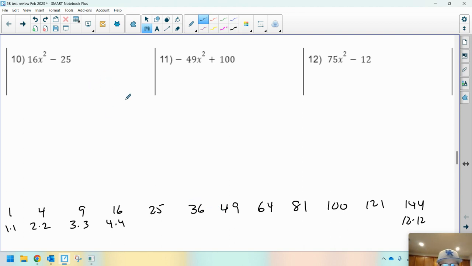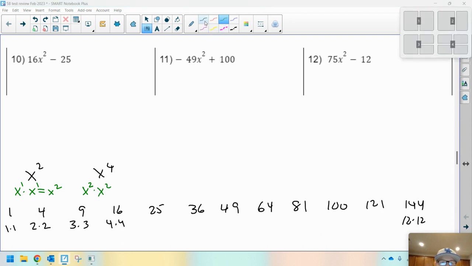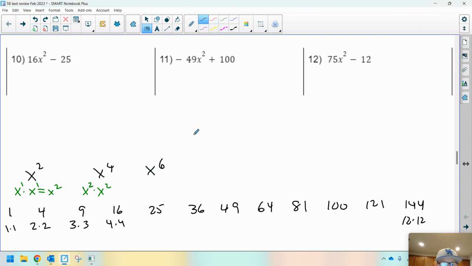Okay, let's talk about exponents, perfect squares. All right, is x to the second power a perfect square? Well, it is, because x times x, remember, we add the exponents, equals x to the second. Is x to the fourth power a perfect square? It is, because x to the second times x to the second equals x to the fourth. Is x to the sixth power a perfect square? Well, the number 6 is not a perfect square, but x to the sixth power is, because x to the third times x to the third, remember, we add the exponents, 3 plus 3 equals 6.